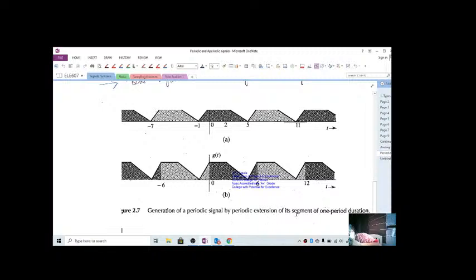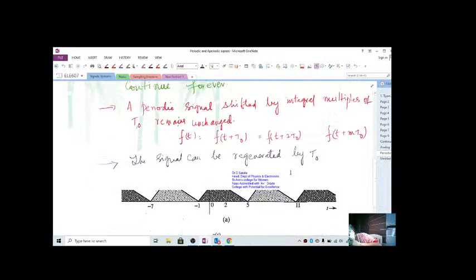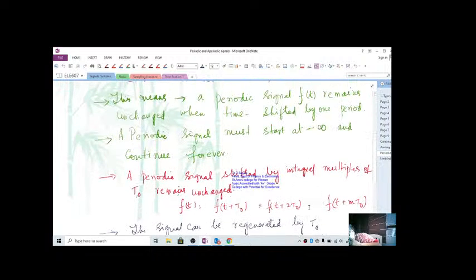So by periodic extension, this is 0 to 5, and you are just repeating. 6 to 11 it is repeated. 0 to 6, 6 to 12, just getting a repeat. So this is periodic. The one which is not periodic is referred to as an aperiodic signal.